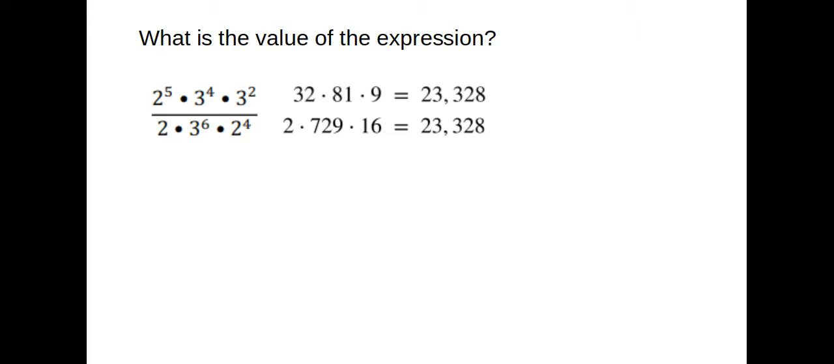In the denominator, 3 to the 6th power is 729, and 2 to the 4th power is 16. So 2 times 729 times 16 is also equal to 23,328. Because the numerator and denominator are equal, when we divide them, the result is a surprising 1.